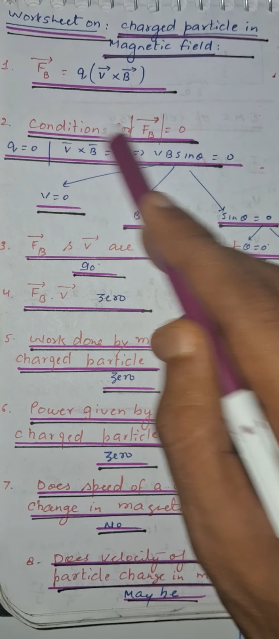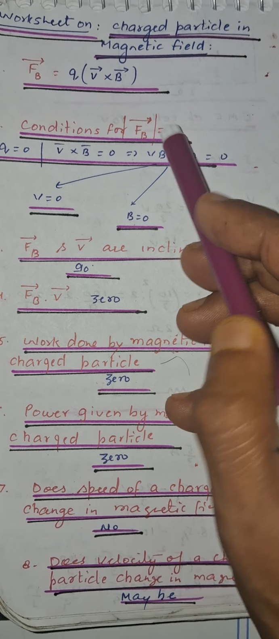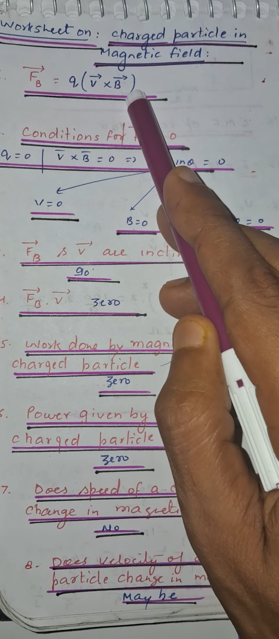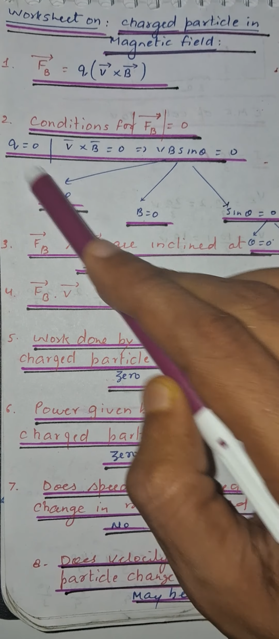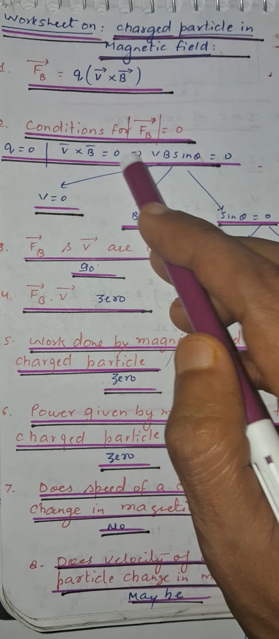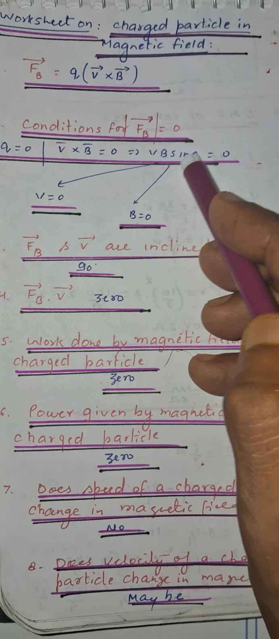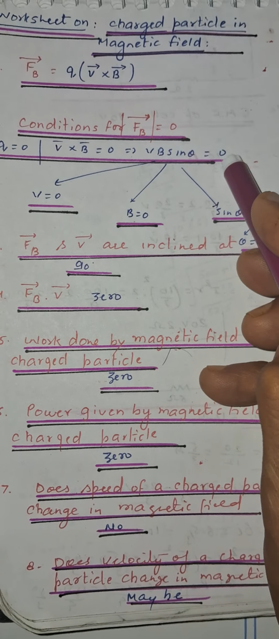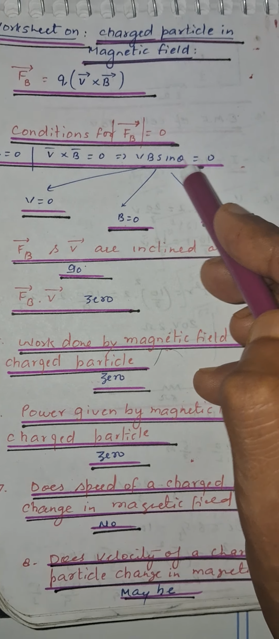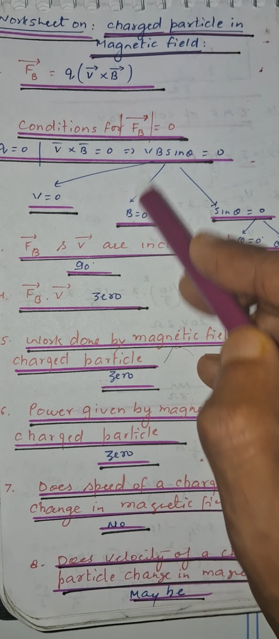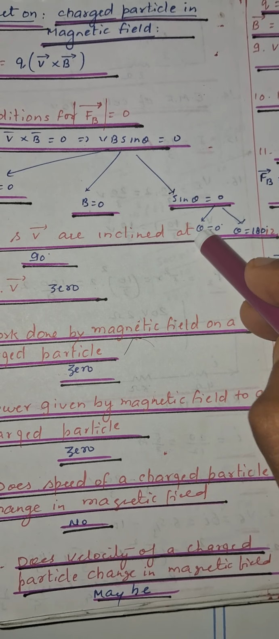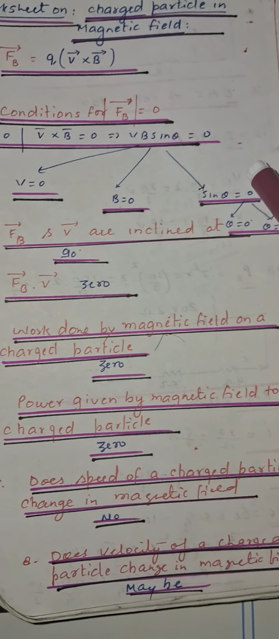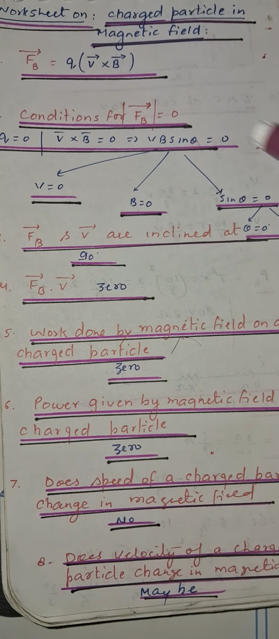Next, second question is conditions for which magnetic force is zero. So magnetic force is QV cross B. It will be zero when either Q is zero or V cross B is zero. Now V cross B can be written as VB sin theta. So VB sin theta will be 0 when either V is 0 or B is 0 or sin theta is 0. And sin theta is 0 when theta is 0 or theta is 180, or any combination of these.